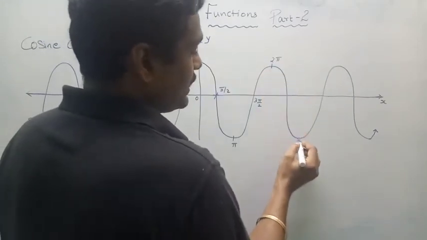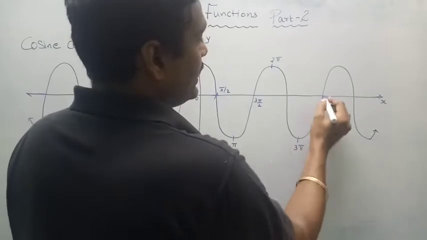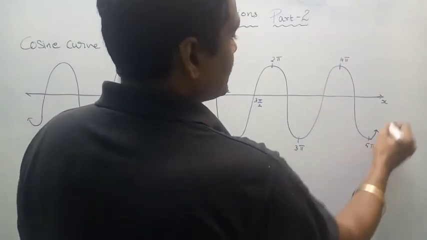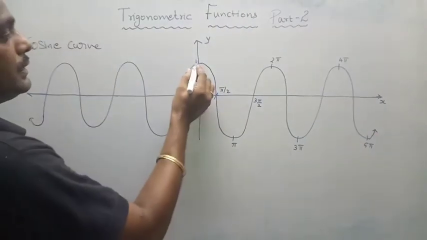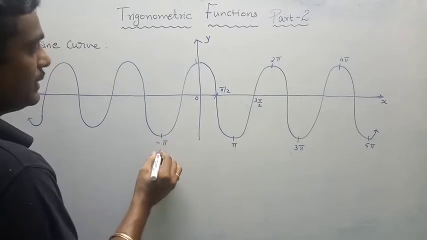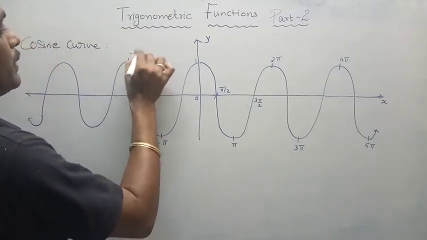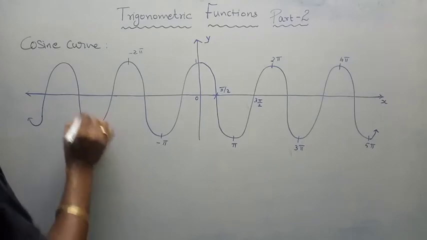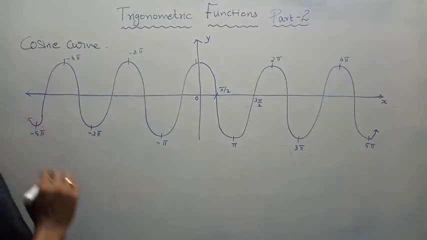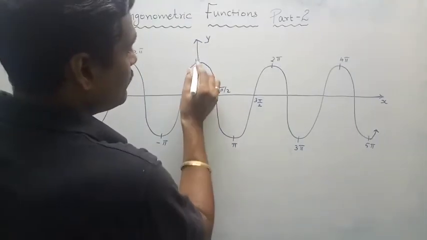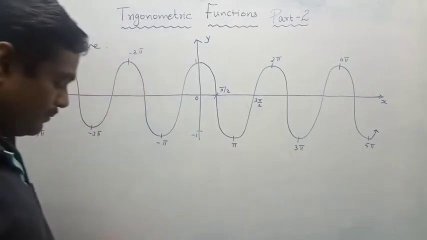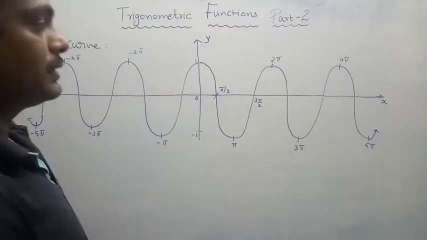This is 2 pi. Another pi will be 3 pi. 90 plus 90 will be 4 pi. This is 5 pi, etc. Here, this is 0. This is minus pi, this is minus 2 pi, this is minus 3 pi, this is minus 4 pi, this is minus 5 pi, etc. it will go. Here cos 0 degree is 1, cos 90 degree is 0, cos 180 degree gives minus 1. Is it clear? This is the cosine curve.